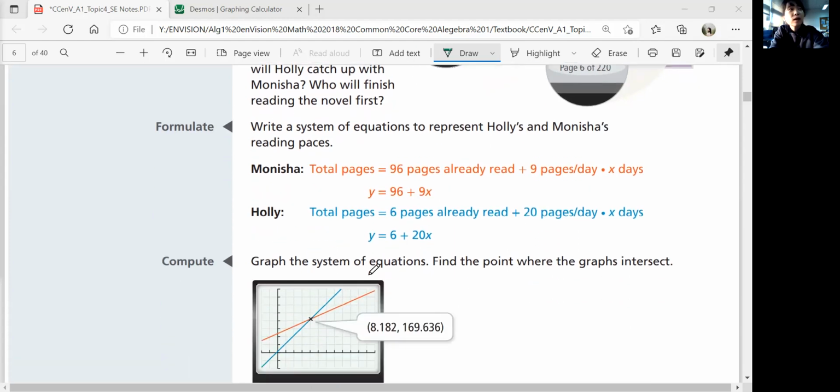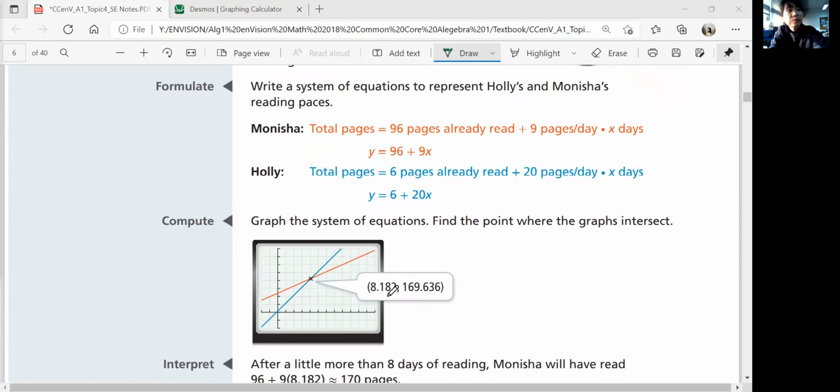If you graph them, this is where Holly starts with 6 pages, and then she reads 20 pages per day. And she reads a lot faster than Manisha. Manisha already read 96 pages, so she starts here, 96, but she reads 9 pages per day, so she's slower than Holly. Okay, and they're going to meet at some point. At some point, Holly's going to go past her pages, right? And that is their intersecting point. When will Holly catch up?